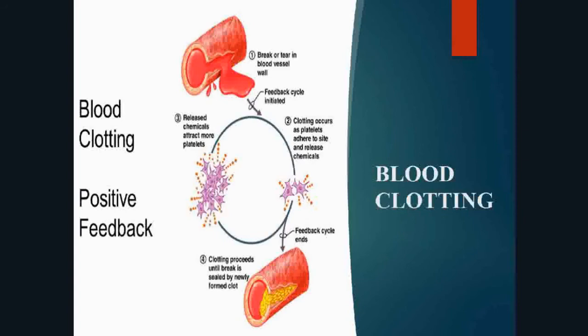Blood clotting is an example of valuable use of positive feedback. When a blood vessel is ruptured and a clot starts to form, clotting factors and platelets accumulate within the clot. These clotting factors and platelets release chemicals that attract and activate the nearby inactivated factors and platelets respectively. The cycle goes on until the vessel is repaired and the bleeding stops.